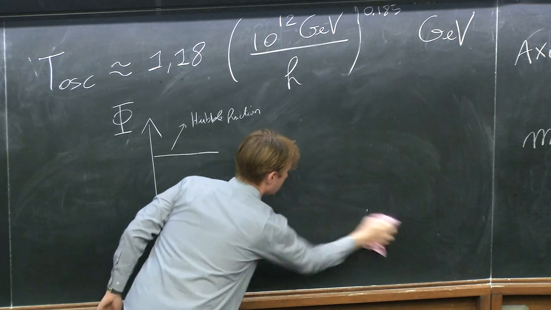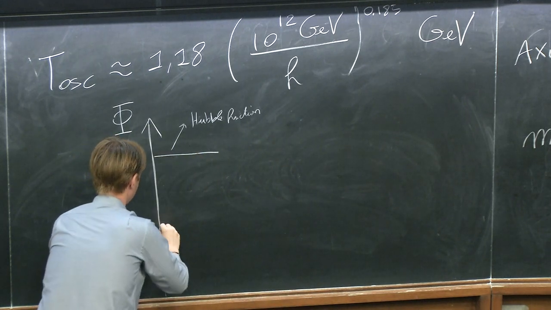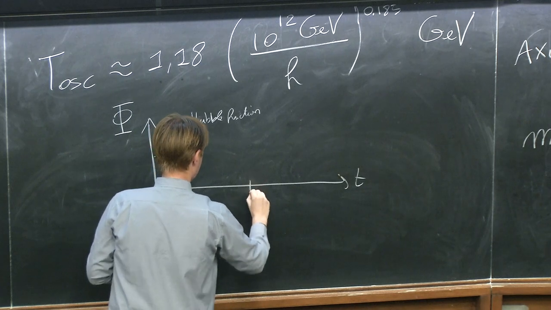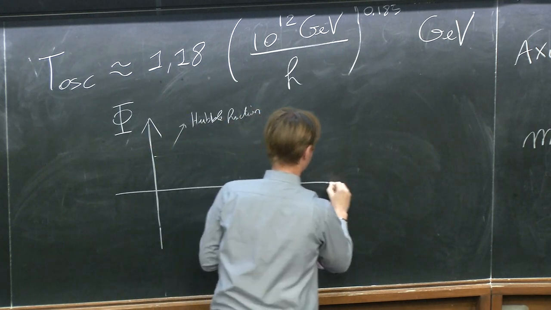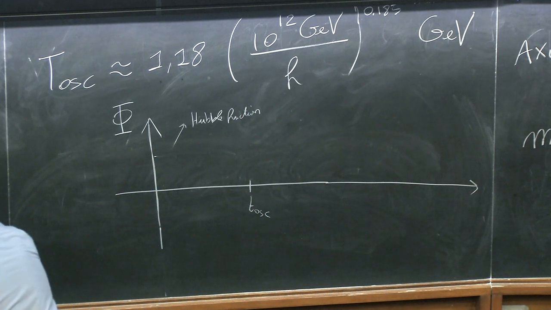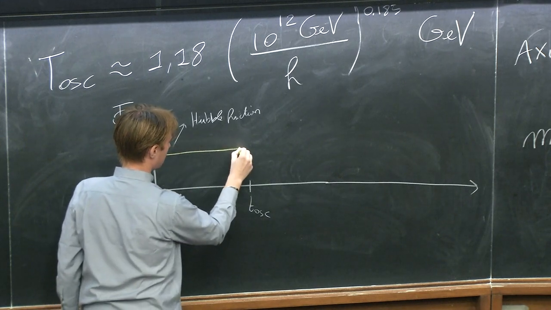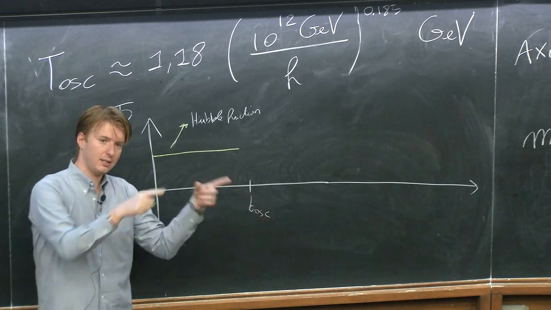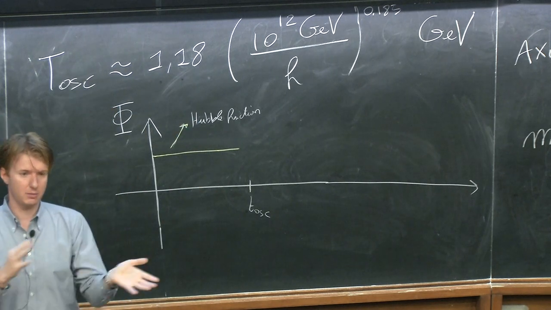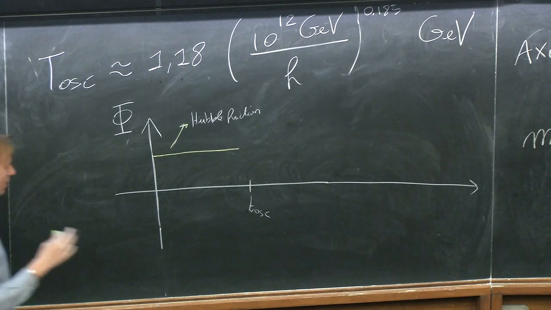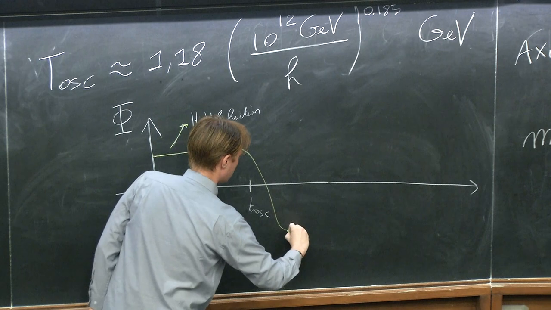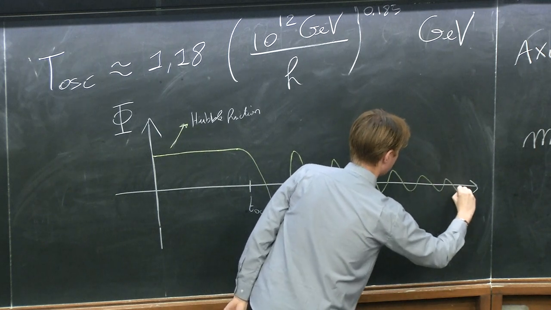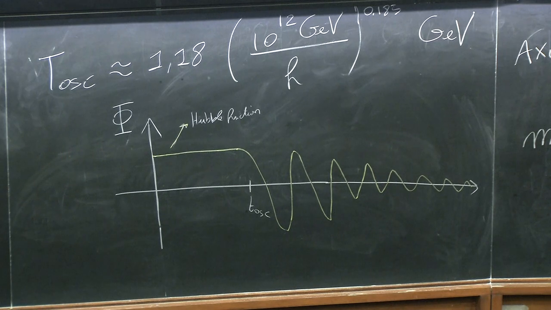Okay, this is the time, and I identify the oscillation time. Let me use a different color. So at the very beginning, the axion field is stuck, and it doesn't move because of Hubble friction. When the time gets to t osc, the time corresponding to this temperature, and I can solve the Friedmann equation and find a relation between time and temperature, I start oscillations, and these oscillations are like this. I'm exaggerating, of course, because on a blackboard I cannot do a better job, but this is the evolution of the axion field in the early universe.